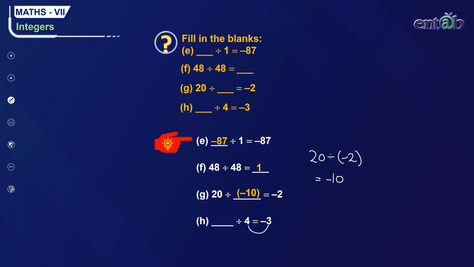What is minus 3 times 4? It is minus 12, right? Thus, we get the answer as minus 12. Wasn't this easy? I hope it was clear. Let's look at the next problem.